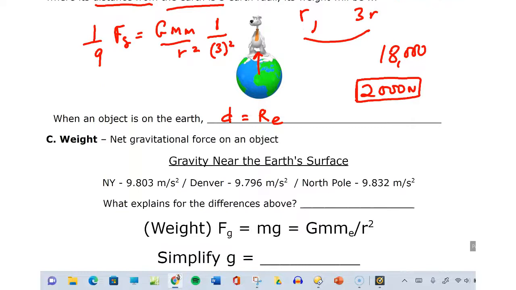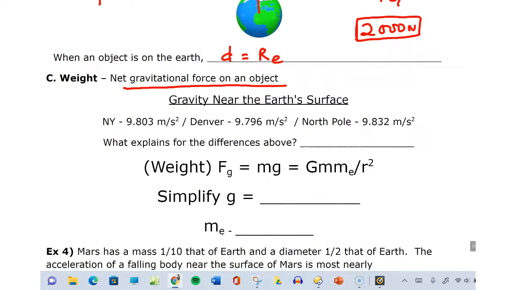Weight, as you know, is the net gravitational force on an object, and it depends on the g, where you are. If you're at the pole, your g is a little bit bigger. New York, it's 9.8. Denver, it's a little less. Denver has a higher elevation, so it's further from the Earth, so its g is smaller. So you can see g depends upon r, the distance between the two objects, which is essentially the Earth's radius.